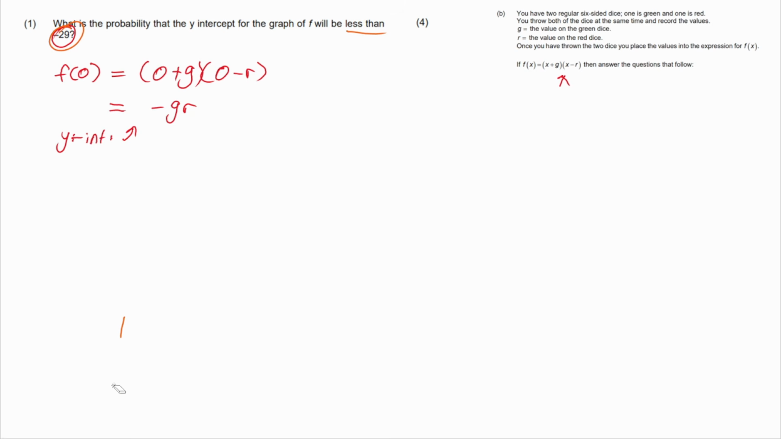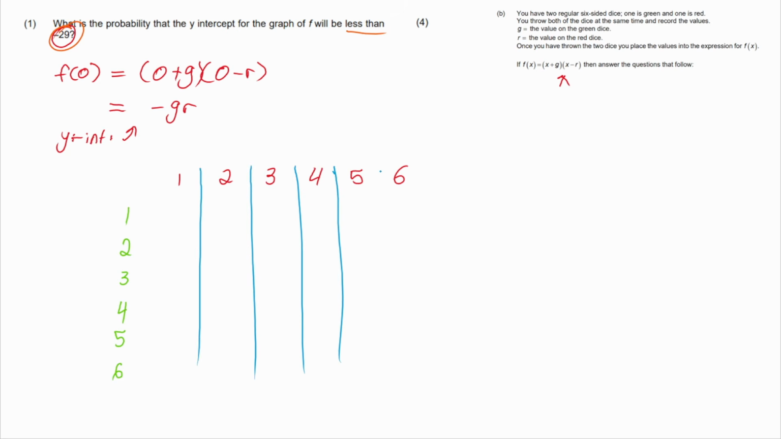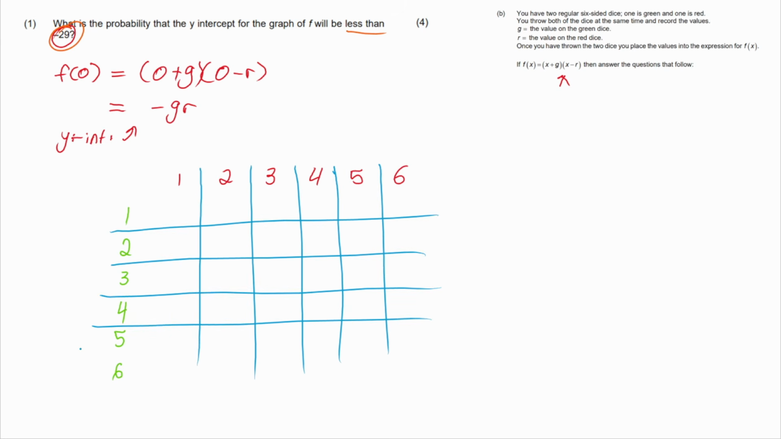Let me actually use colors. The green dice can roll a 1, a 2, a 3, a 4, a 5, or a 6. Now let's look at what the red dice can roll: 1, 2, 3, 4, 5, 6. What I'm going to do here is make a table, because we're going to multiply these die values. This thing where you multiply two dice has come up before in other past papers, so understanding how to do this table could be helpful.